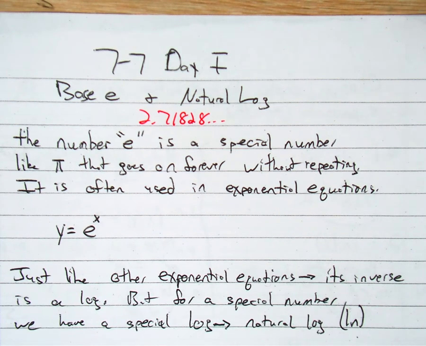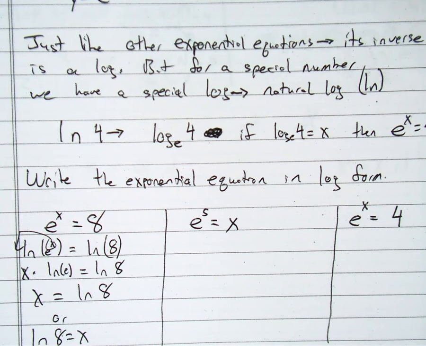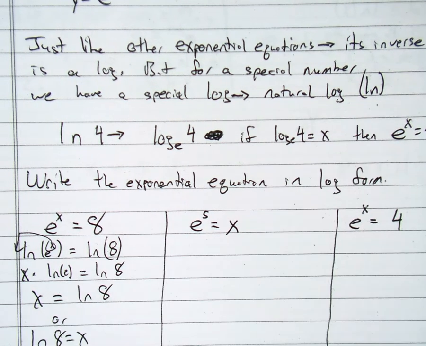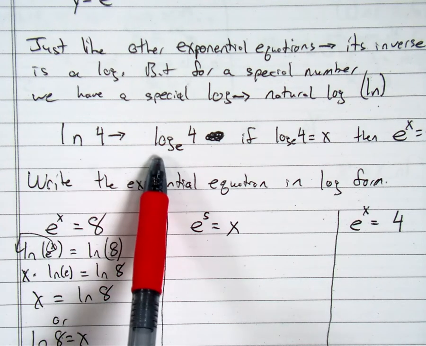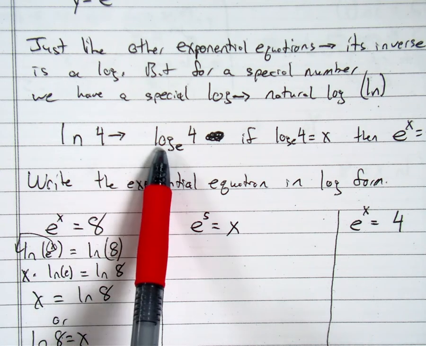Okay? Just like exponential equations, its inverse is a log. But because e is a special number, it's going to have its special log. And we're going to call it natural log, or ln. Natural log, we're going to abbreviate that ln. And that's probably Latin or something for naturalist logolus. Who knows? Okay, so ln of 4 is like log base e of 4. So if you see natural log, that's like log base e of 4.